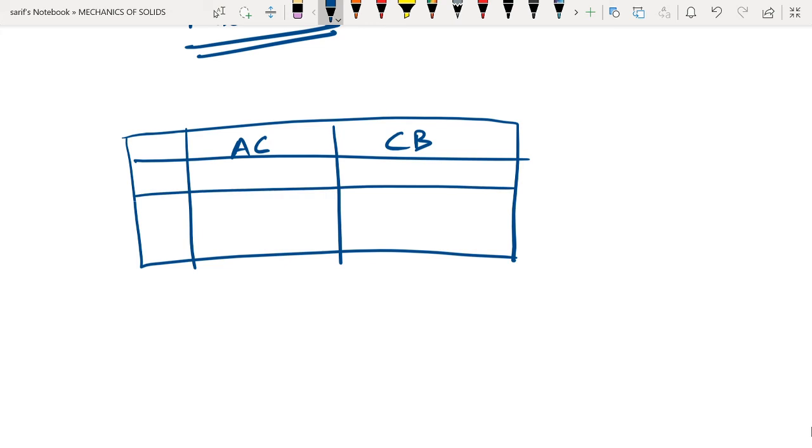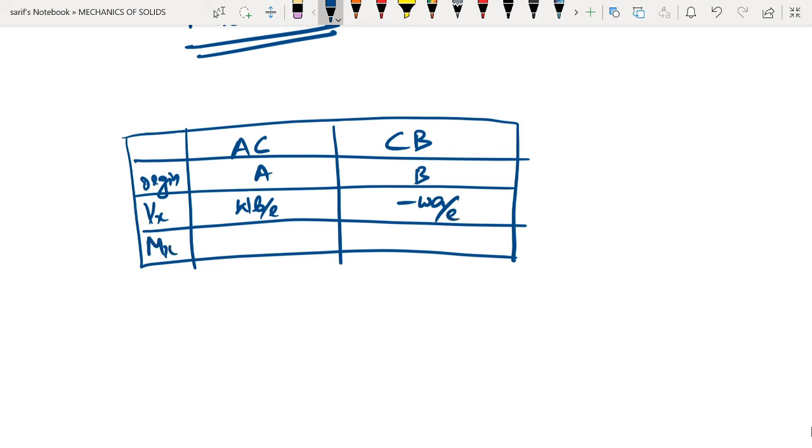Next we require the origin. Here the origin is A, here the origin is not C, the origin is B. We need the expression for Vx. The expression for Vx was Wb by L, and here it was minus Wa by L. And we require the expression for Mx. It was Wbx by L, and it was Wax by L. Okay, so this is what we are having.